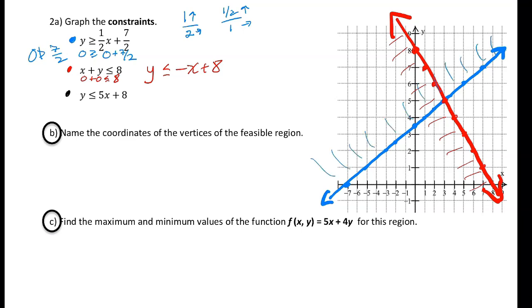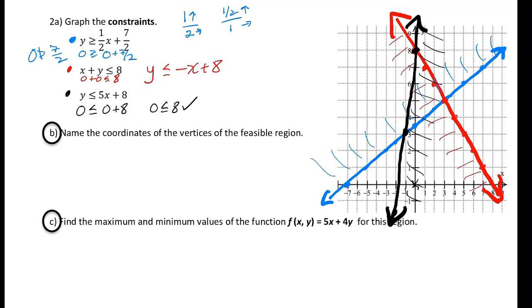Then the last line, we have a y-intercept of 8. We have a slope of 5. That's right about there. So that line would be a pretty steep line, like that. And then plug 0, 0 in to see if we should shade. So 0 is less than 8, that's true. So you shade where 0, 0 is. So you're going to shade to the right side of the black line.